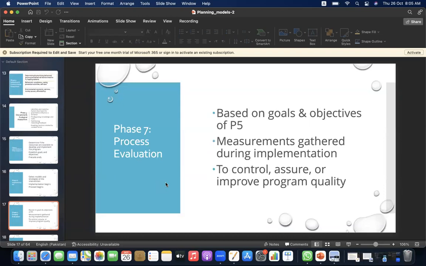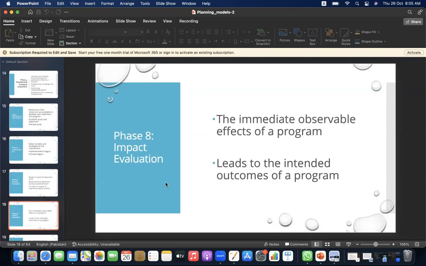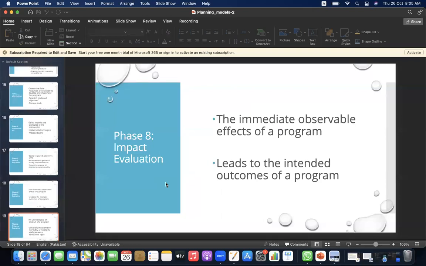Phase 7 is the process evaluation phase. It is based on the goals and objectives of phase 5. Measurements are gathered during implementation to control, assure, or improve program quality. Phase 8 is the impact evaluation phase. The immediate observable effects of a program lead to the intended outcomes of a program.